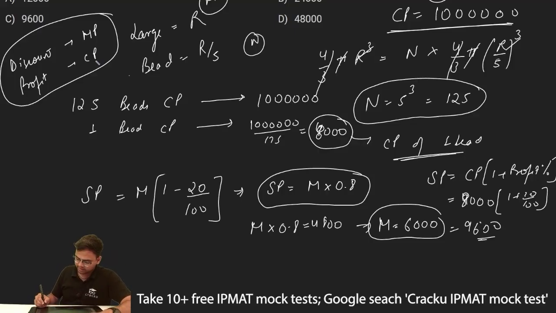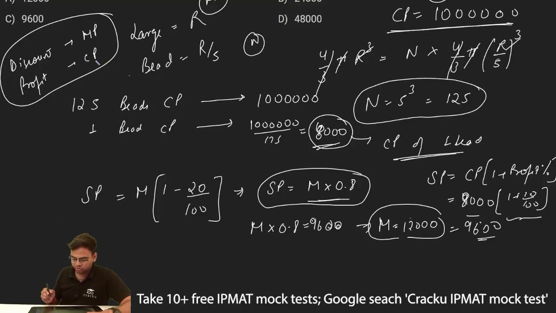This will be 9,600, and if this is 9,600, this will also be 9,600, and this will also be changed. So it will be a double. So 9,600, 9,600, and this will be 12,000. 10 lakhs divided by 125. It was 8,000, which is cost price of 1 bead. Now selling price is cost price into 1 plus profit percentage. So cost price is 8,000 into 1 plus 20 by 100, which is 1.2. So 8,000 into 1.2 is 9,600.